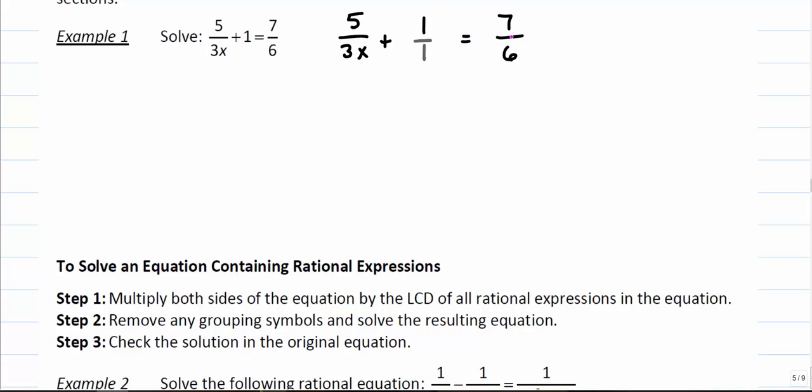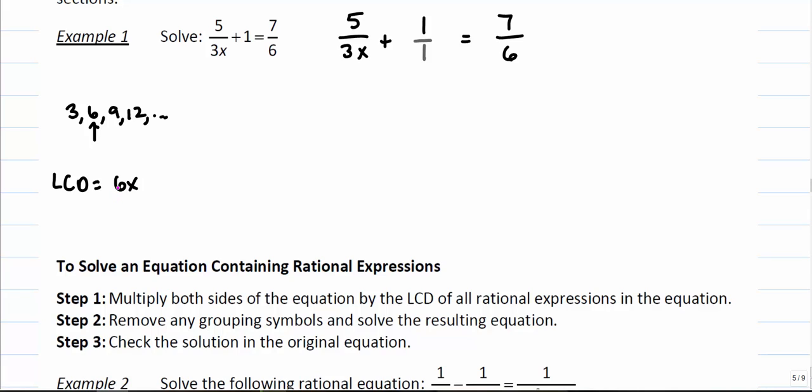So I'm looking at my denominators, and I want to find the smallest multiple they have in common. So the first thing I'm going to do is look at the numbers 3 and 6. Well, if you think about the multiples of 3, isn't 6 a multiple of 3? So for my LCD, it's going to be a 6. And then for my variables, I'm just going to take the largest one I see, which is x.